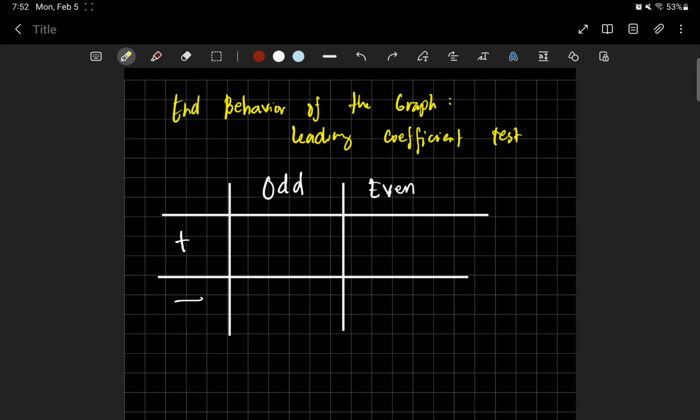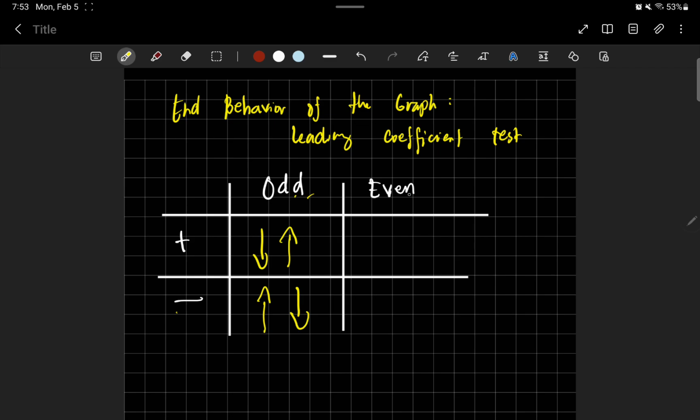First, we have to identify the degree of our polynomial. Is it odd or even? Then, identify the leading coefficient, whether it is positive or negative. Now, if the degree is odd and the leading coefficient is positive, the behavior of the graph of a polynomial function is falling and rising. When it is odd and negative, the behavior of the graph is rising, falling.